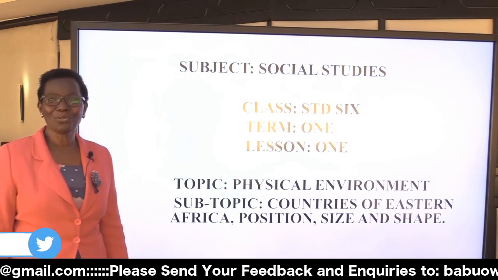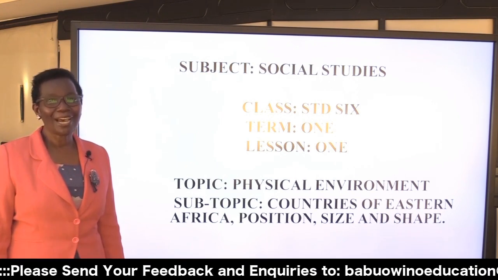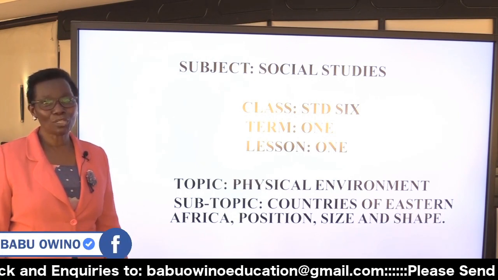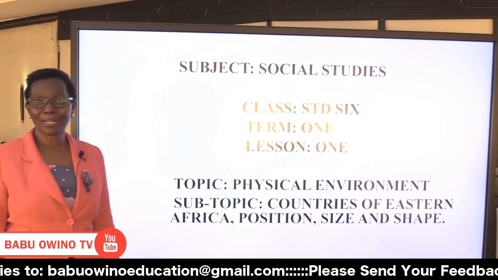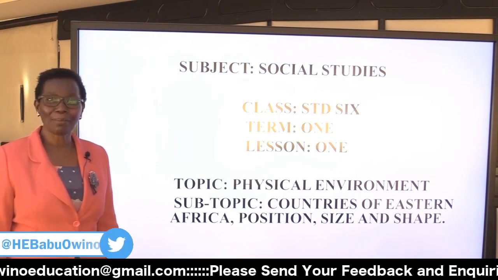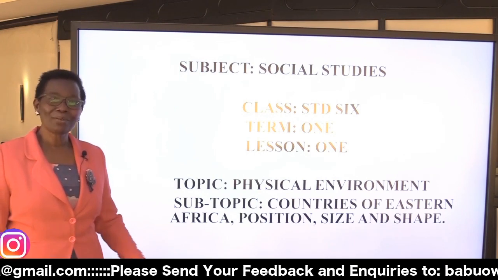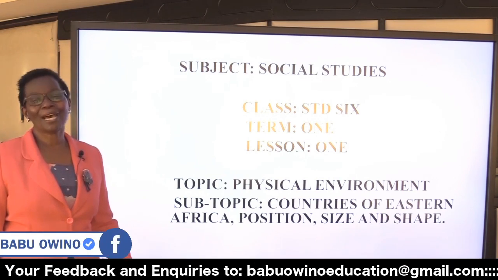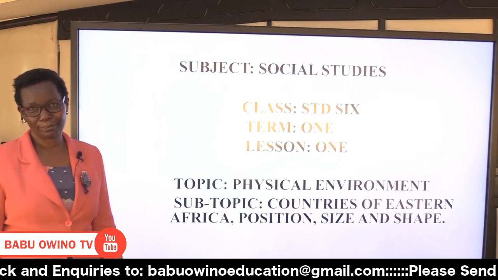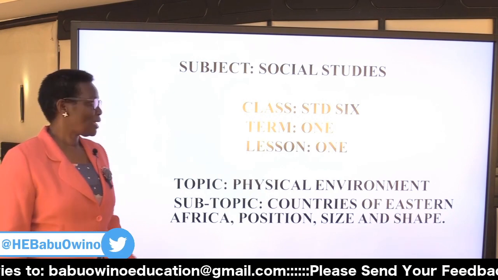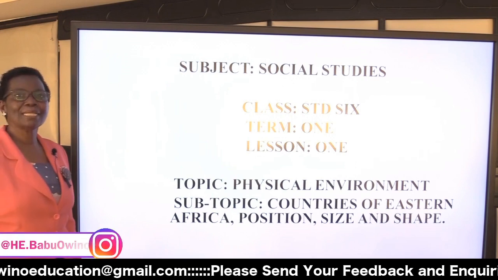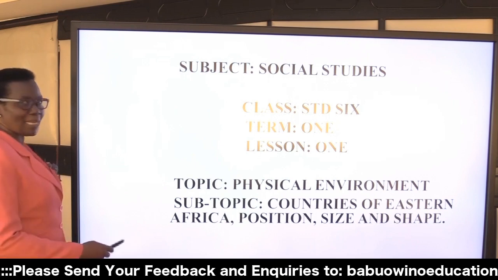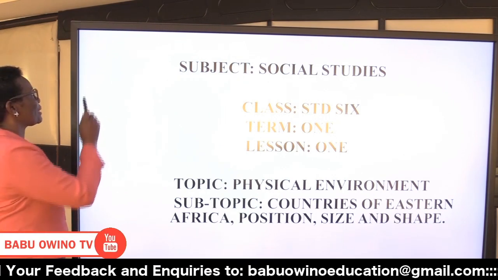And where you are, I know you know where your county is. And I know you even know your member of parliament and your senator. If you do not know, kindly ask your parent. Your parent will tell you who is your member of parliament, who is your senator, who is the woman rep, and all those officers, all those administrators in the constituency. Sawasawa? Now let's look at what happens in Eastern Africa. Kenya is one of the countries in Eastern Africa, but let's see what happens in Eastern Africa.